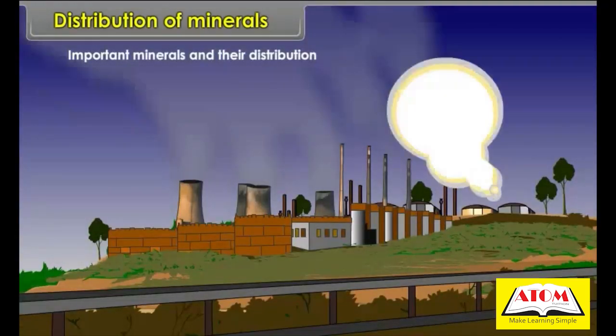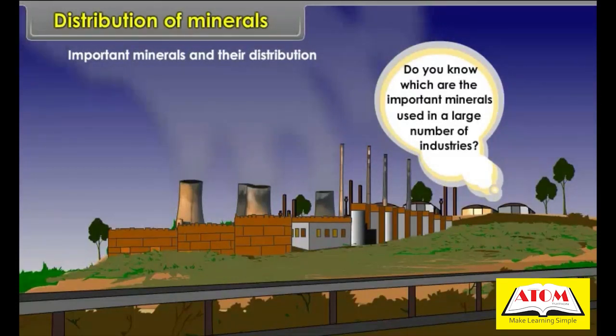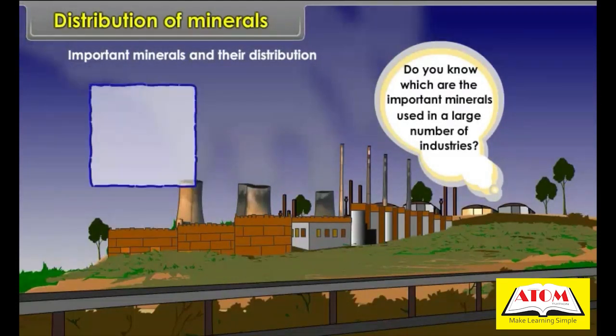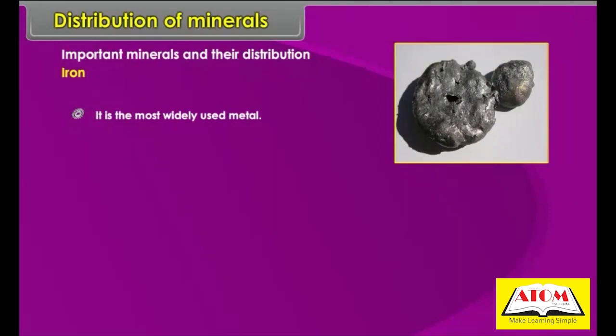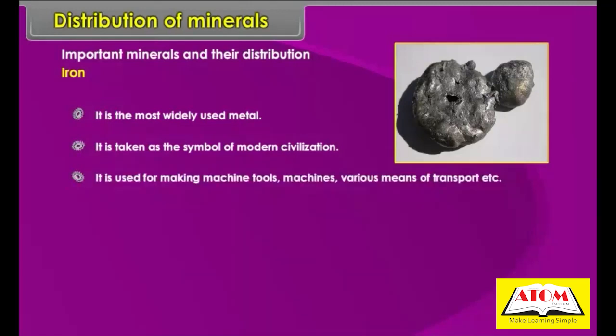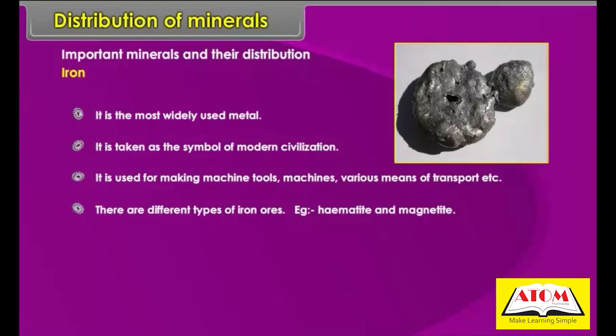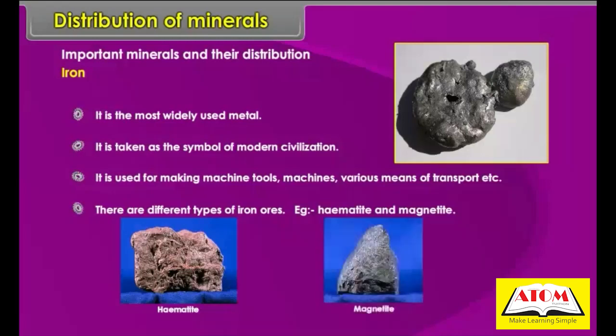Do you know which are the important minerals used in a large number of industries? Iron ore, copper, and bauxite are used in a large number of industries. Iron. It is the most widely used metal. It is taken as the symbol of modern civilization. It is used for making machine tools, machines, various means of transport, etc. There are different types of iron ores. Example: hematite and magnetite.